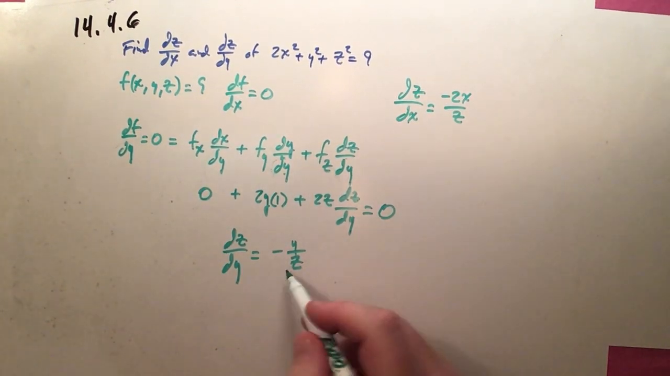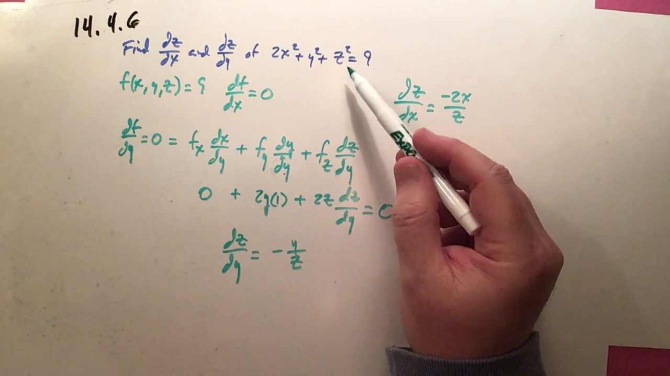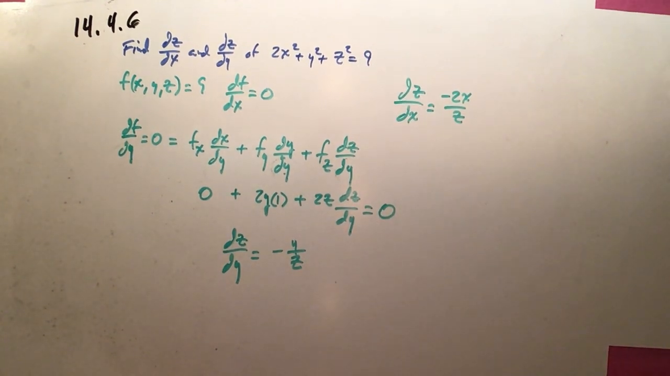And there it is. There are the two partials, and I didn't even have to explicitly solve for z to do it. But if you did, these are exactly the answers you would get. There'd be no difference if you did this as an explicit derivative as opposed to an implicit one.